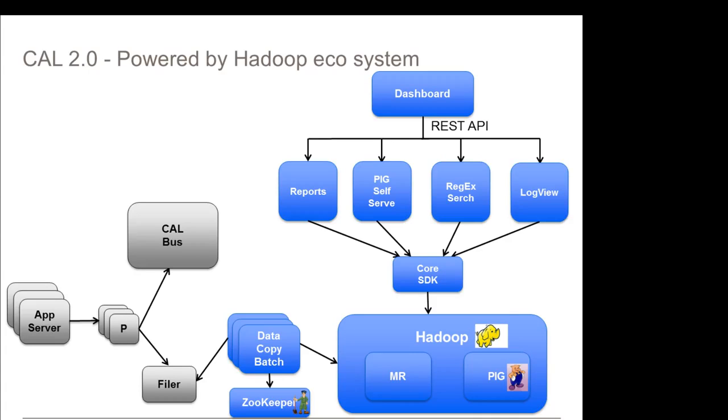All the app servers push all their logs to something called CAL publishers, and that in turn drives into a real-time bus as well as persistent storage, which is filers. What we do is we take all the log files at the end of every hour and ingest them into Hadoop, and through that we have a set of applications like regex and reports. We have a log view application where customers can view their logs at any given time, and we expose all this through the MapReduce and Pig APIs.